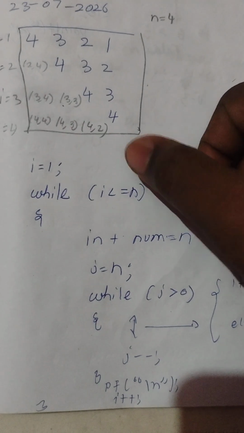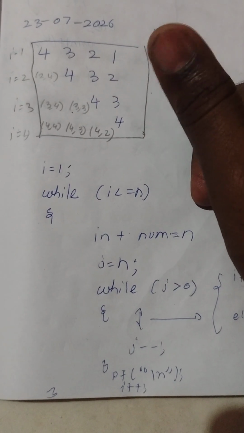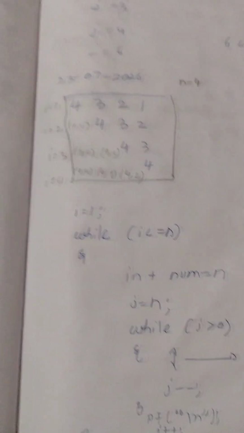Here the condition is i is less than or equal to n. What is n? n is the user entered input.